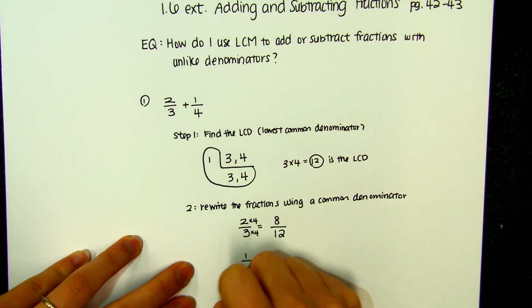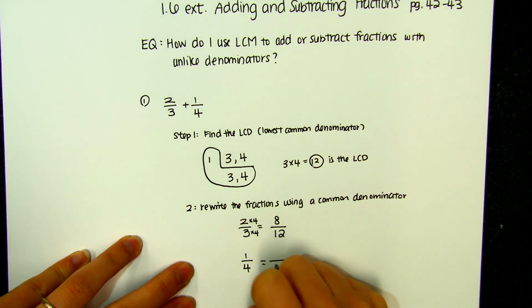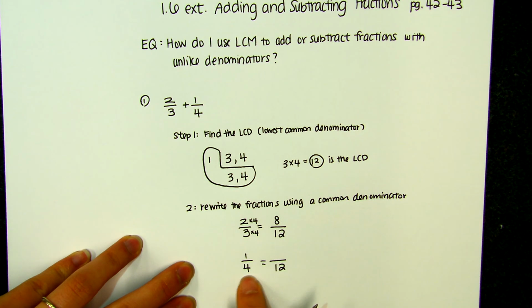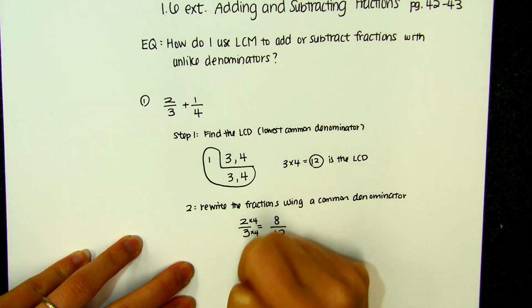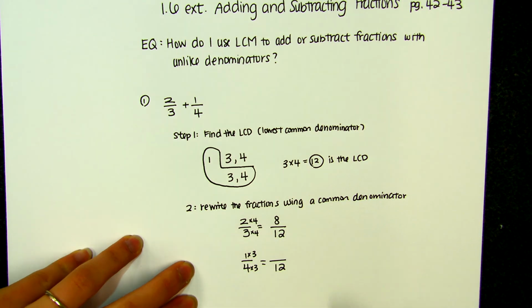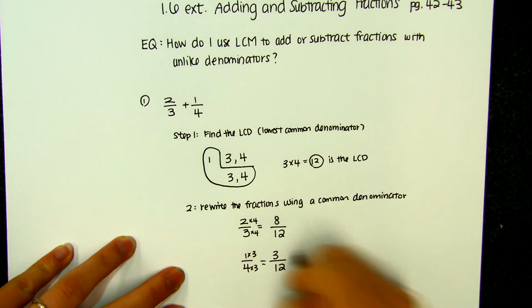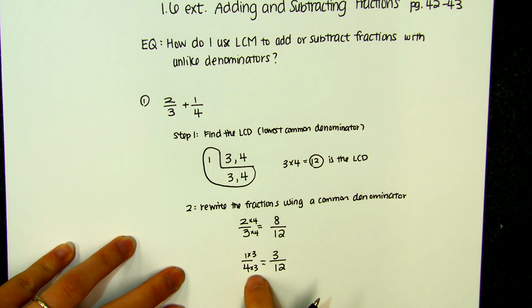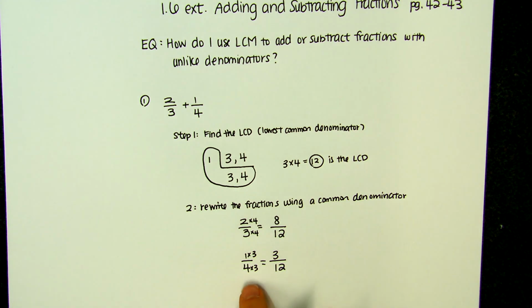Now 1/4. I'm going to get 1/4 to have a denominator of 12. So 4 multiplied by 3 is 12. Whatever I do to the denominator, I do to the numerator. 1 times 3 is 3. Because I'm multiplying top and bottom by 3, I didn't change the fraction. So 1/4 and 3/12 are the same fraction.